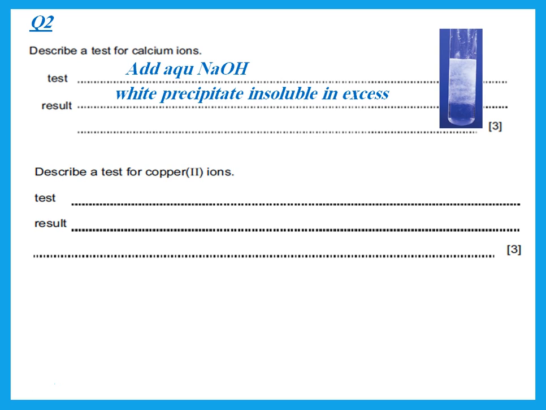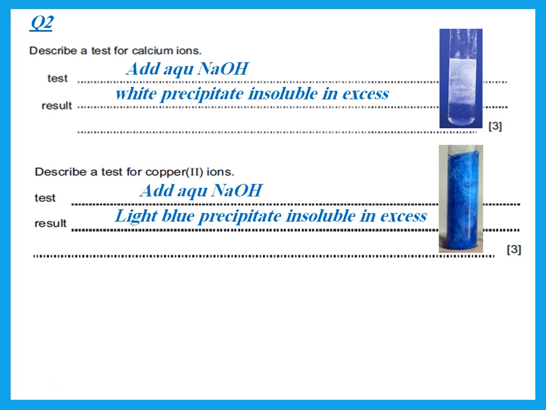What if he says describe a test for copper? Copper ions. If we say add aqueous sodium hydroxide with copper ions, what should you get? Light blue precipitate insoluble in excess.